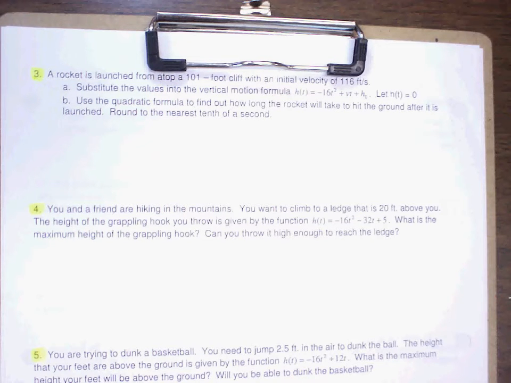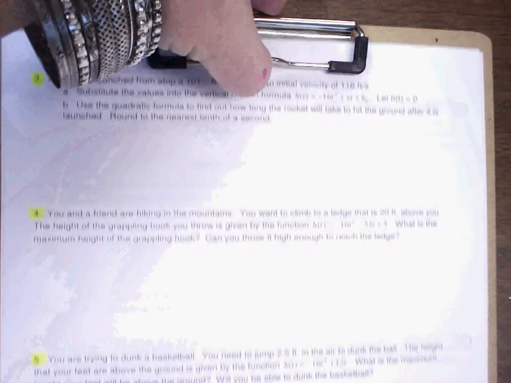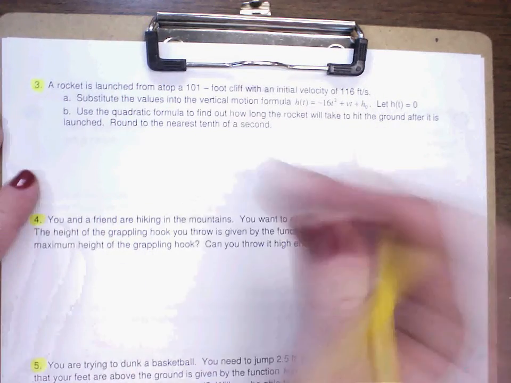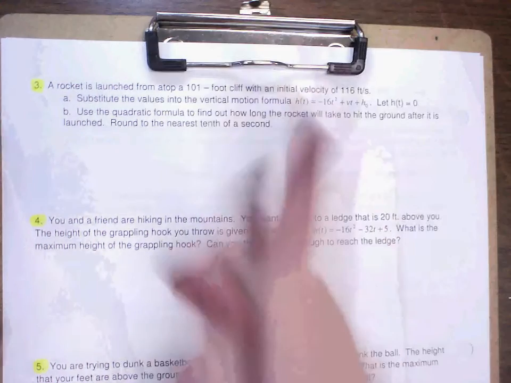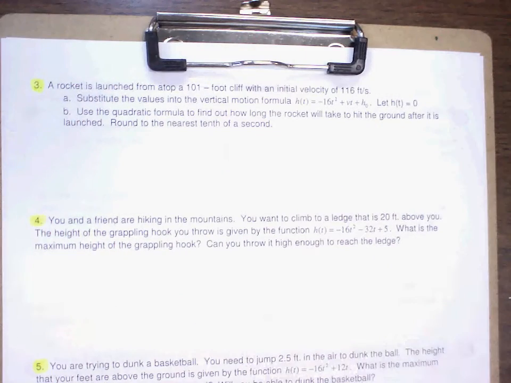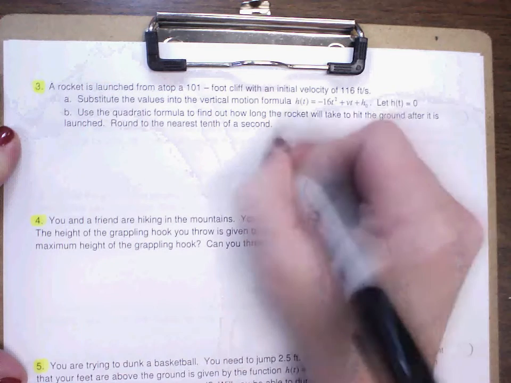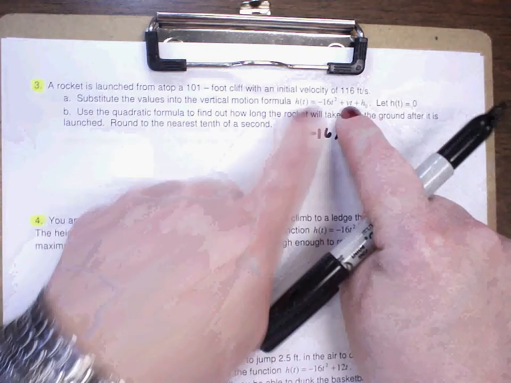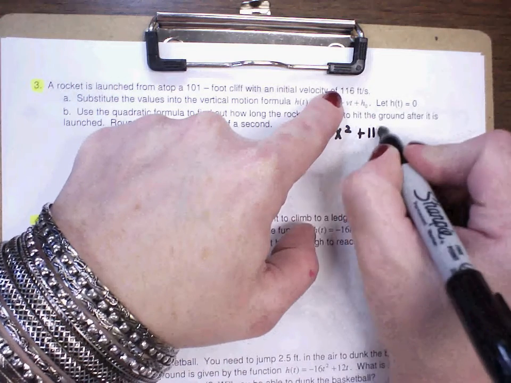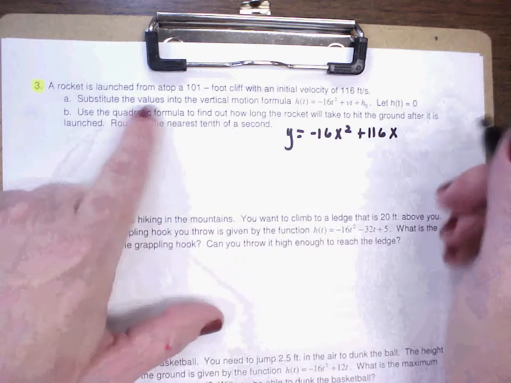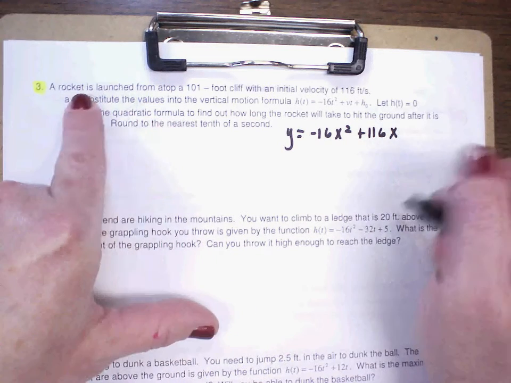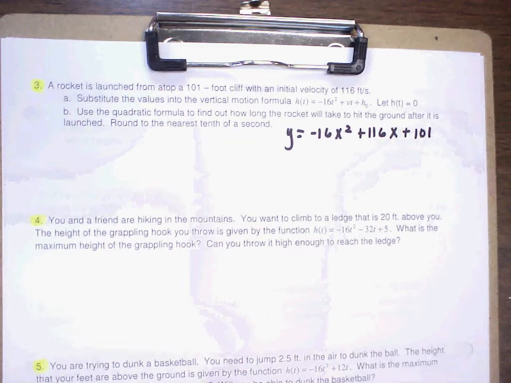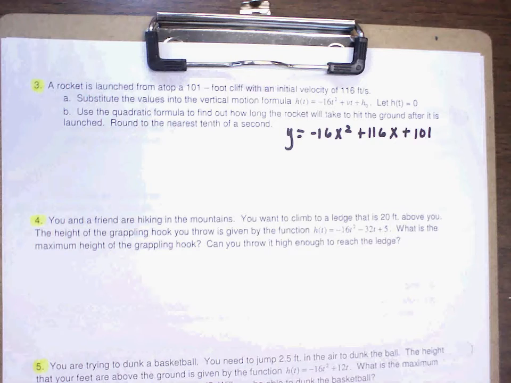A rocket is launched at the top of a 101-foot cliff with an initial velocity of 116. Substitute the values into the vertical motion formula. So the first thing that we're going to do is come up with the formula that we're going to be using. y equals negative 16x squared. The initial velocity would be 116x. And what was the starting point of the rocket? 101. Very good.